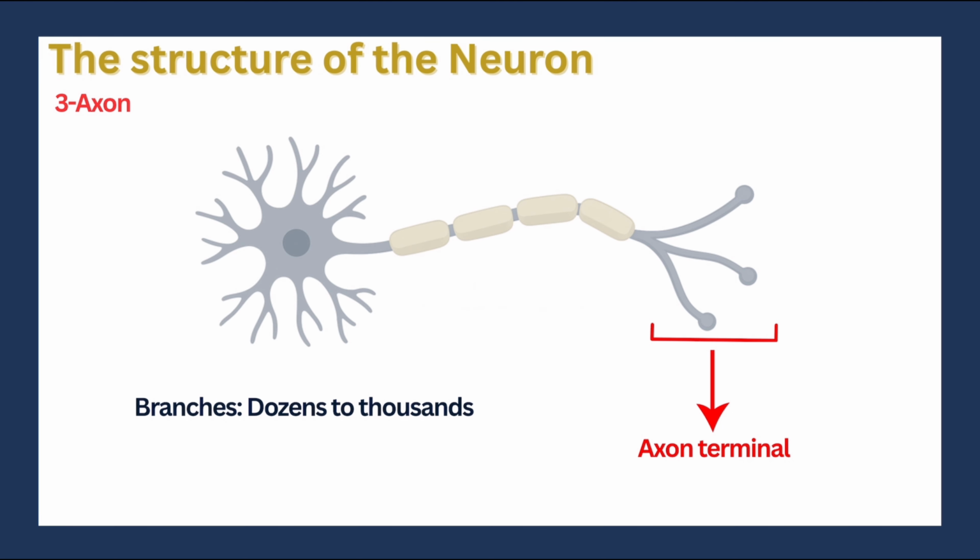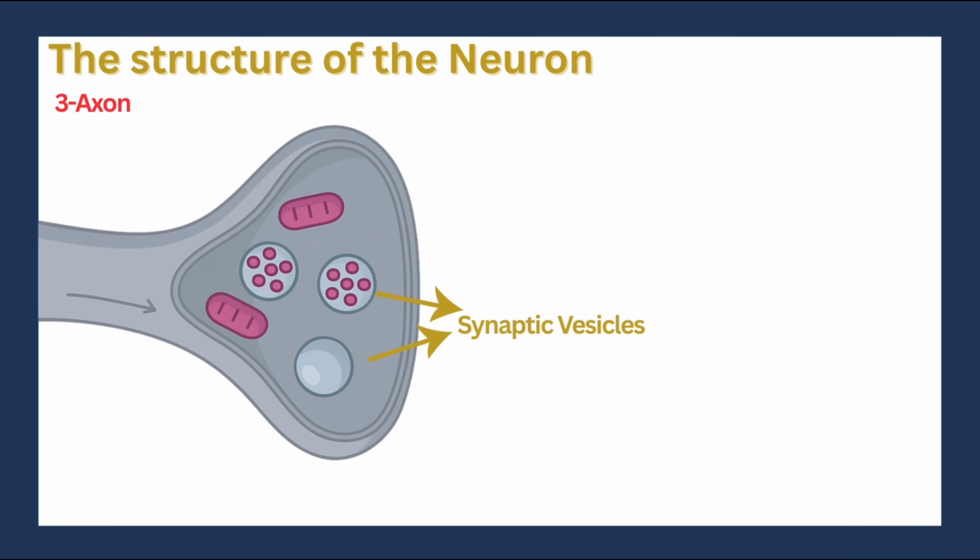Each axon branches into dozens to thousands of axon terminals. Of course, this picture is simplified. We only have 3 axon terminals. The axon terminal contains synaptic vesicles which store neurotransmitters. The release of neurotransmitters requires a lot of energy. That's why mitochondria are found within the axon terminal. They produce energy in the form of ATP.